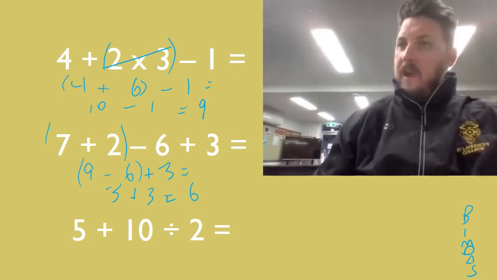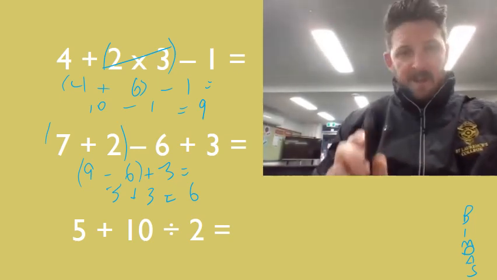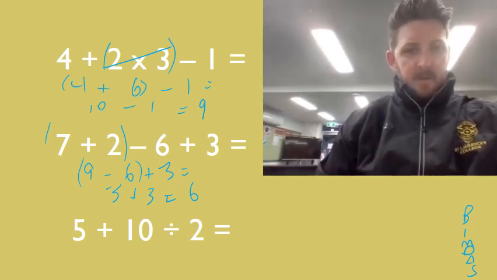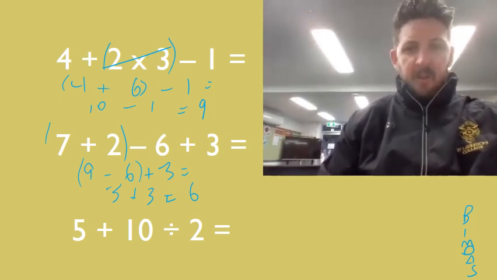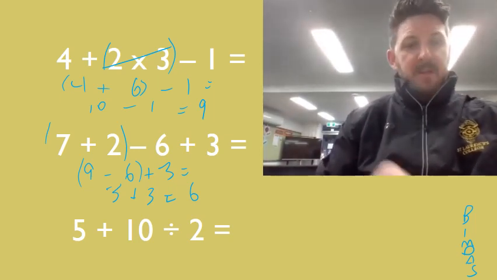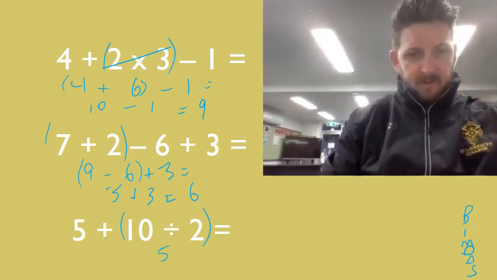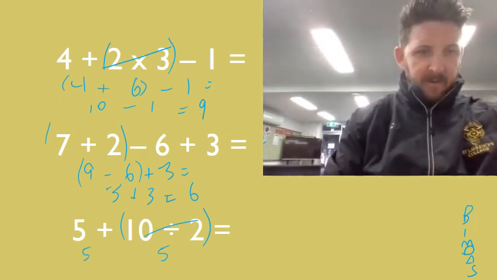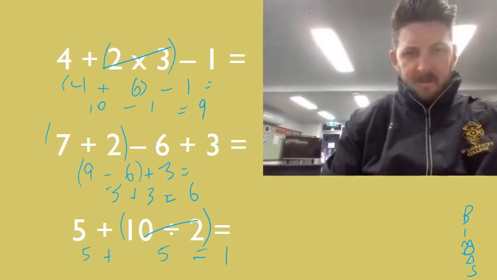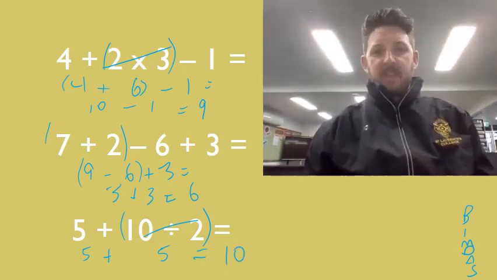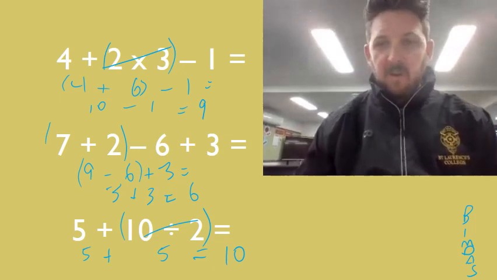If you need to stop now and go back over the last one and try it again, do that now, gentlemen. Okay, let's do the last one. Any brackets? No. Any indices? No. Any multiplication division? Yes, we do. We have one right here. 10 divided by 2 is 5. We've done that sum. So we've finished with 5 plus 5. One sum left. Let's work it out. Equals 10.